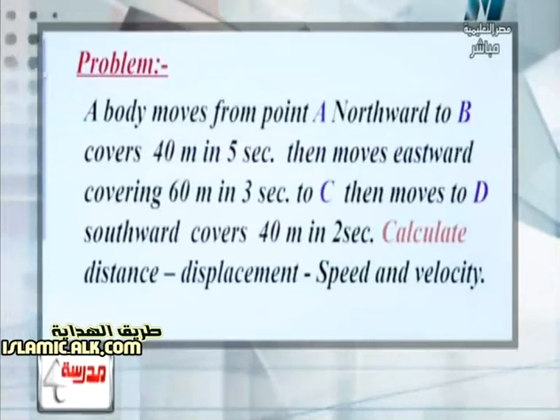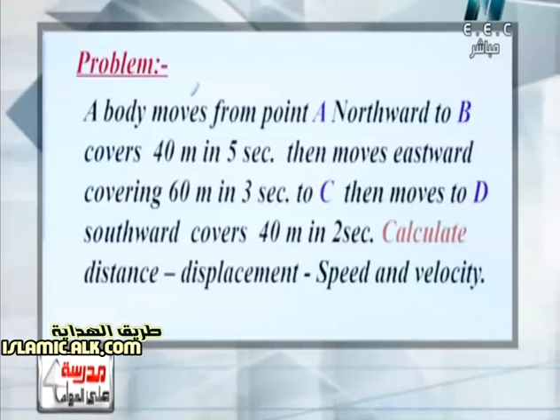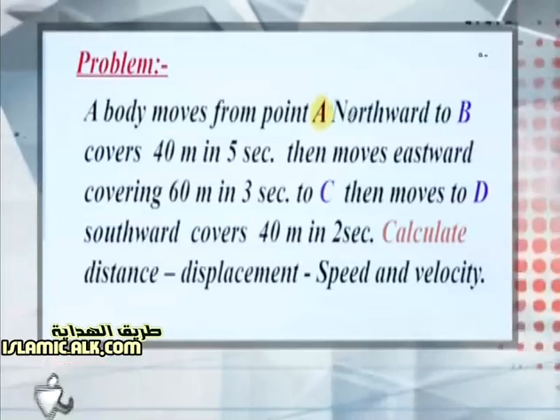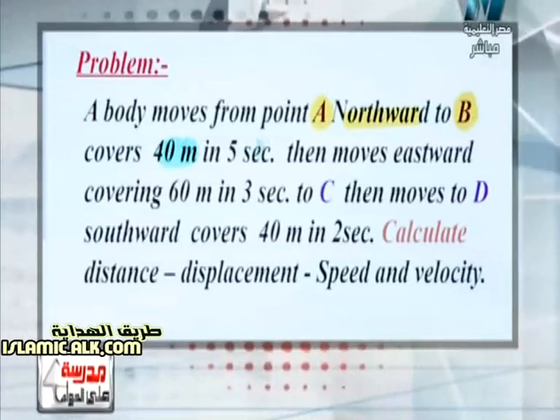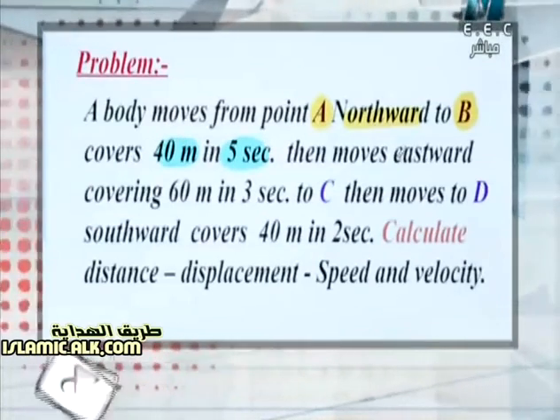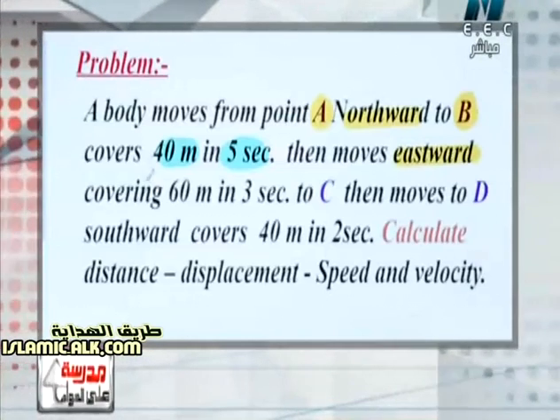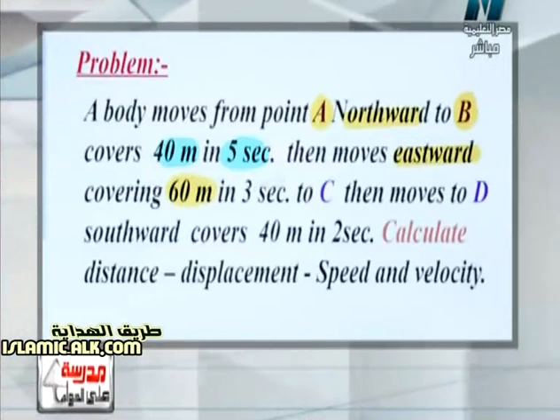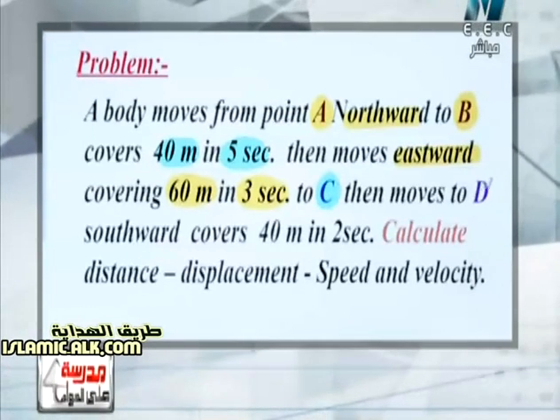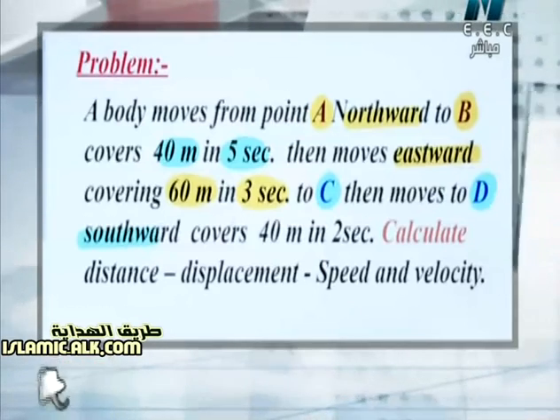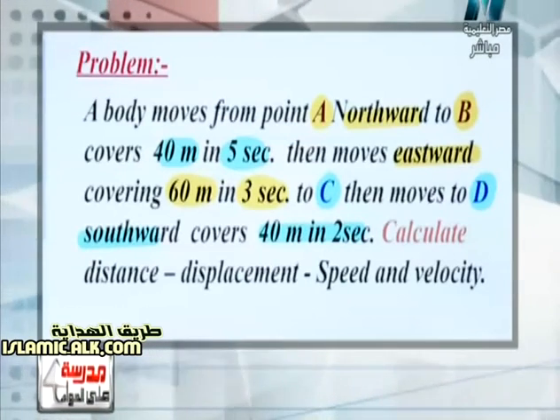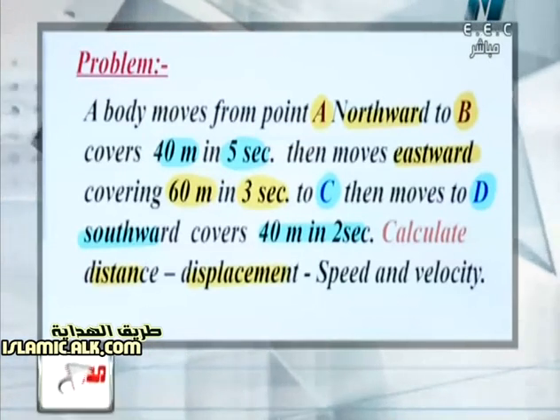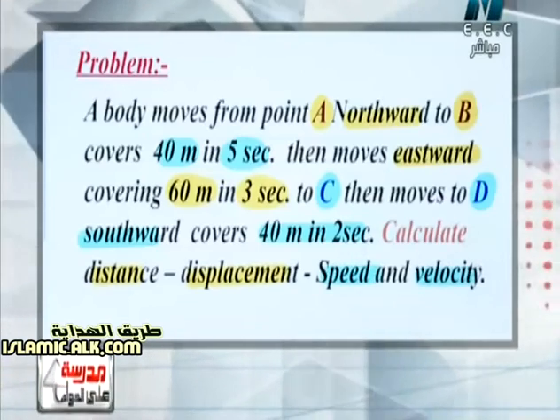As we see, we have a problem in front of us. It says a body moves from point A northwards to B, covering 40 meters in 5 seconds. Then it moves eastward, watch the directions, covering 60 meters in 3 seconds to point C. Then it moves southward to D, covering 40 meters in 2 seconds. Calculate distance and displacement, then we will calculate speed and velocity.